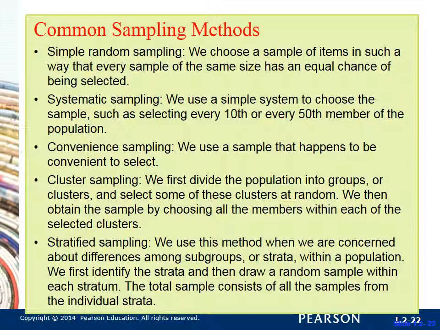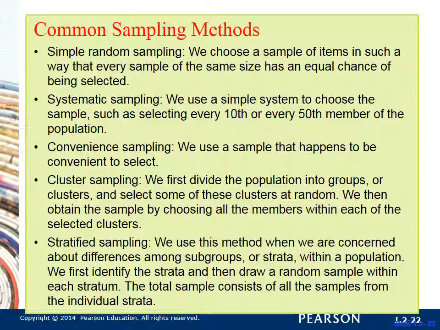Systematic, we do every kth person, like every 10th or every 50th. So I visualize that as a great big long line, and then I choose every 3rd person or every 10th person. Convenient sampling, whoever's closest or easiest. Cluster, we divide the population into groups or clusters, and we select some of the clusters, and we talk to all the people within that cluster. If the cluster didn't get chosen, nobody gets talked to. If the cluster did get chosen, everybody gets talked to.